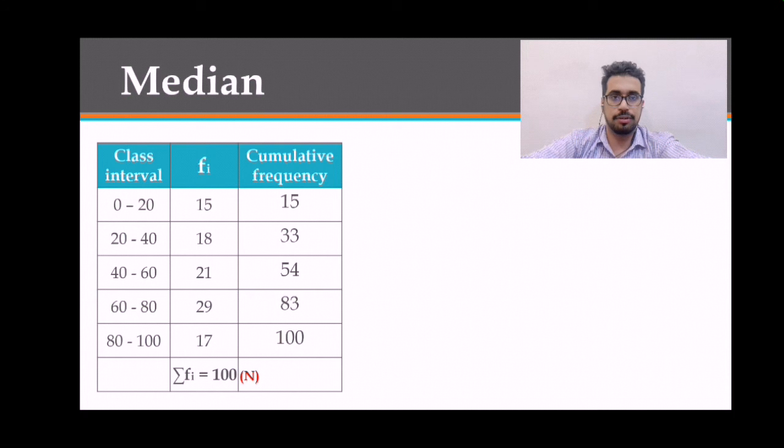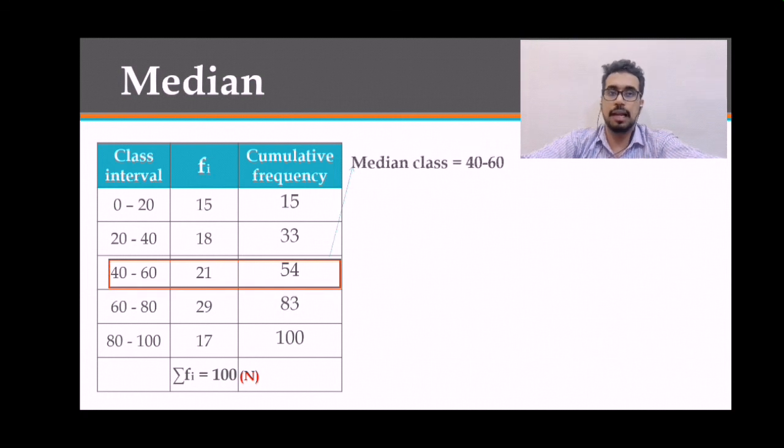As we observe here, the highest value of the cumulative frequencies is equal to the sum of all the frequencies. Now, the median class is a class which has a cumulative frequency greater than or nearer to the value of n by 2. Here, the value of n by 2 is 50. As I look into the column of cumulative frequency, the value that is nearer or greater than n by 2 is 54. So I mark 40 to 60 as my median class.